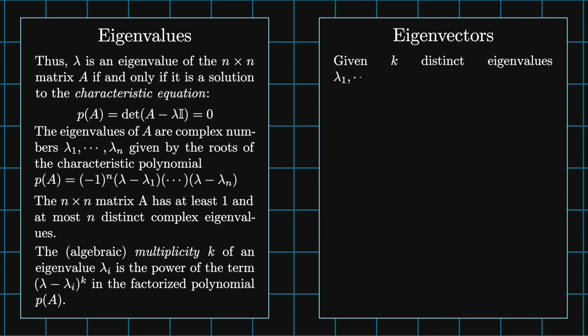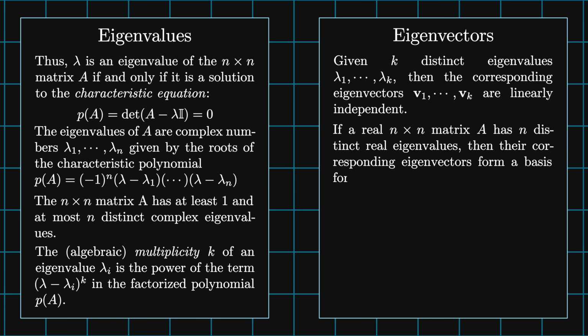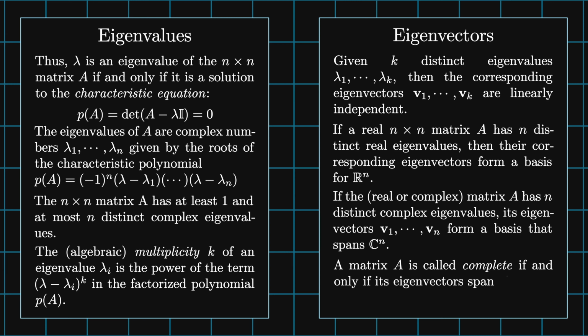Given k distinct eigenvalues lambda 1 through lambda k, the corresponding eigenvectors v1 through vk are linearly independent. This means they span a k-dimensional Euclidean space. If a real n by n matrix A has n distinct real eigenvalues, then their corresponding eigenvectors form a basis for R^n. If the matrix A has n distinct complex eigenvalues, its eigenvectors v1 through vn form a basis that spans C^n. A matrix is called complete if and only if its eigenvectors span C^n.